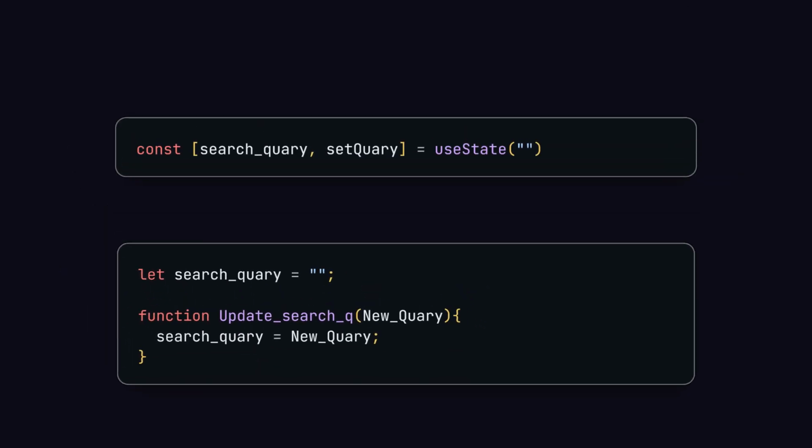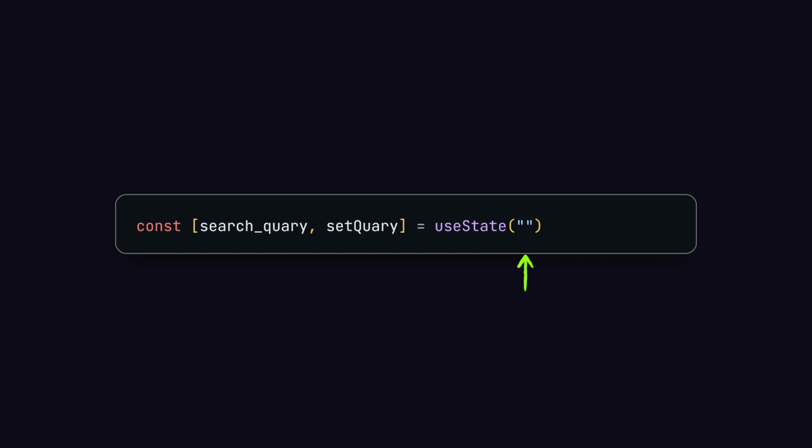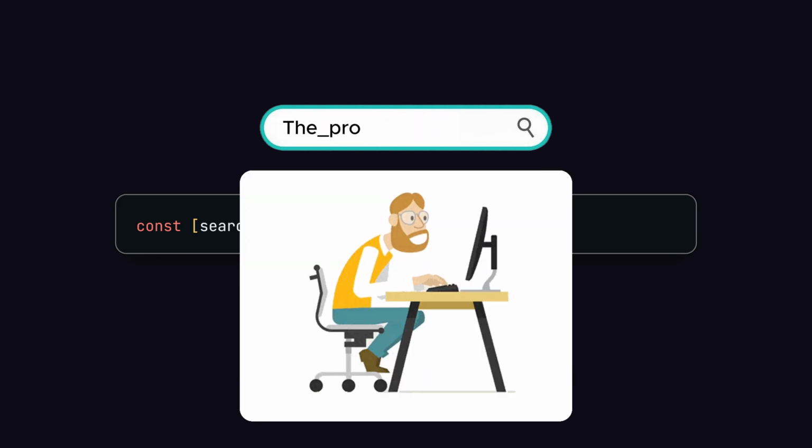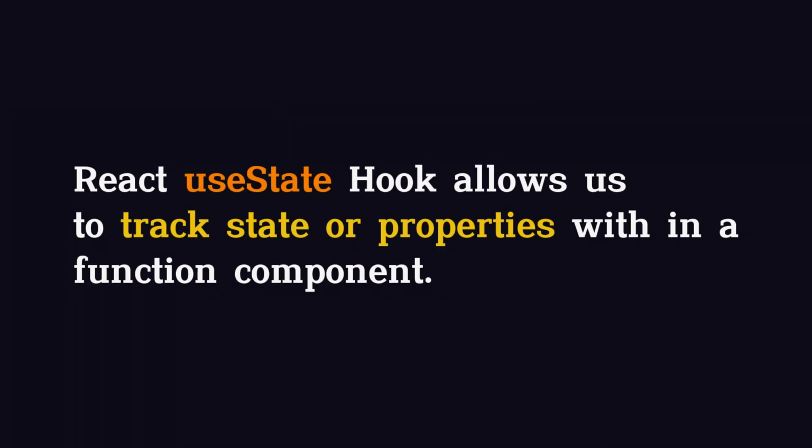Now, what if I told you that you could achieve the same functionality with one line of code using the useState hook? The first element is the variable name, and the second is the function to change the variable's value. Inside the useState, we pass the initial value of the variable. In this case, we initialize it as an empty string because the search query will be empty at first, only changing as the user enters input. The React useState hook allows us to track state or properties within a function component.